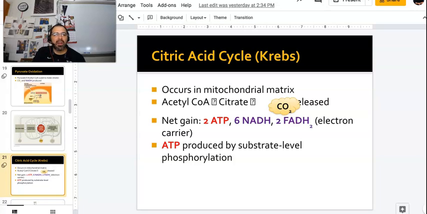So the citric acid cycle, which is also the Krebs cycle, occurs in the mitochondrial matrix. That acetyl-CoA will be converted into citrate, and that citrate will be converted. And during that process, this is where CO2 is released. So that CO2 that you're breathing out right now, that process occurred during the Krebs cycle. So our net gain from the Krebs cycle is 2 ATP, 6 NADH, 2 FADH2, which are electron carriers. That NADH and FADH2 will be used to make ATP later on. There is a little bit of ATP produced by substrate level phosphorylation again.